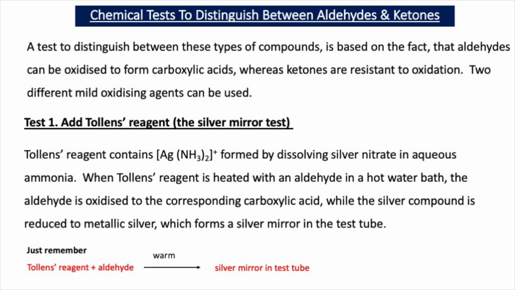Now ketones do not give a silver mirror with Tollens reagent. This is because ketones can't be oxidized and aldehydes can. So that's how you can tell the difference between an aldehyde and a ketone. You add Tollens reagent, and if you get a silver mirror, it's an aldehyde.